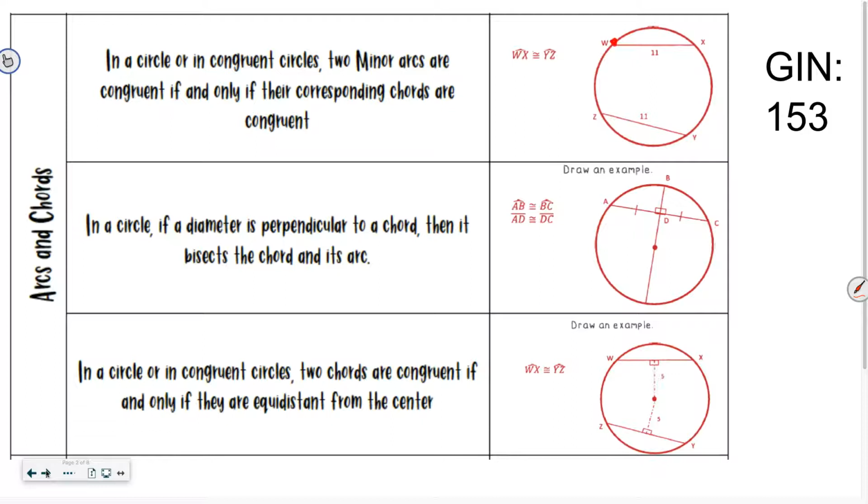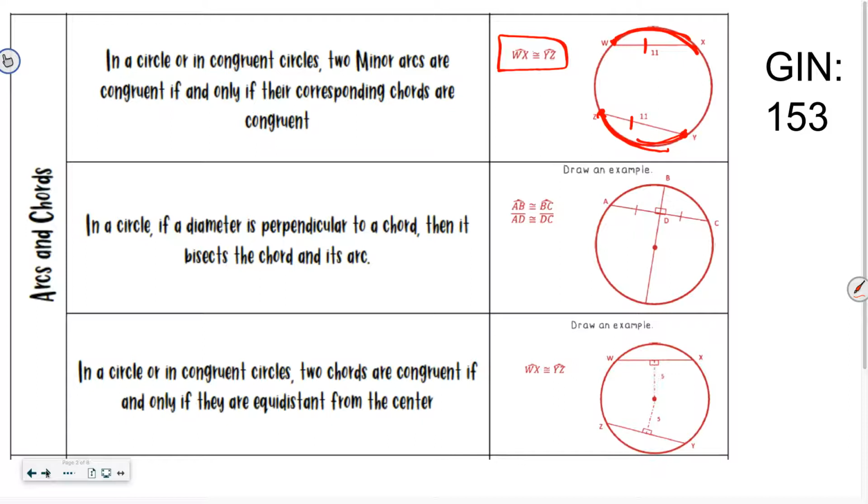So if you look here, we have minor arc WX, and we also have minor arc YZ. And if you notice, the segment connecting them is 11 units long for both. So since 11 is the same as 11, we can also say that these arcs are congruent. So that's why they wrote that arc WX is congruent to arc YZ, because their measures are congruent. So both the part that's curved, the arc, is congruent in both of these, and the segments are congruent. So it works either way. If your segments are congruent, then your arcs are congruent. If your arcs are congruent, then your segments are congruent.